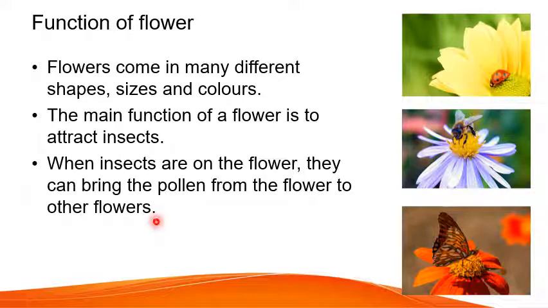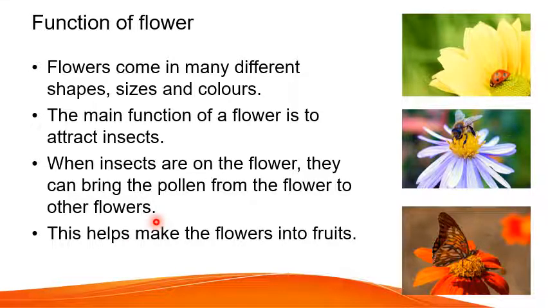When insects are on the flowers, they can bring the pollen from the flower to other flowers. This helps make the flowers into fruits. So flowers, as I taught you before, any plants with fruits are also flowering plants. Because fruits are made from the flowers. So, in order for the flower to change into fruit, most of the time there must be help from insects. Mostly they use this thing called pollen. So, we'll find out what pollen is after this.